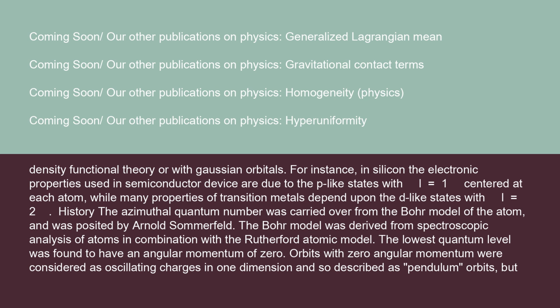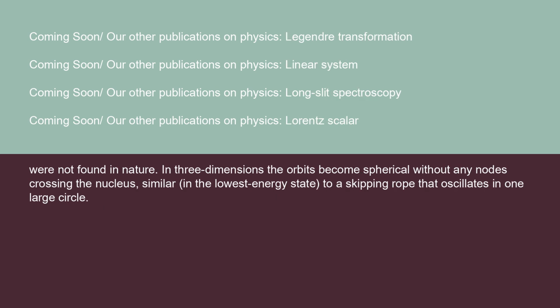History: the azimuthal quantum number was carried over from the Bohr model of the atom and was posited by Arnold Sommerfeld. The Bohr model was derived from spectroscopic analysis of atoms in combination with the Rutherford atomic model. The lowest quantum level was found to have an angular momentum of 0. Orbits with 0 angular momentum were considered as oscillating charges in one dimension and so described as pendulum orbits, but were not found in nature.